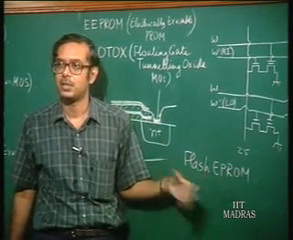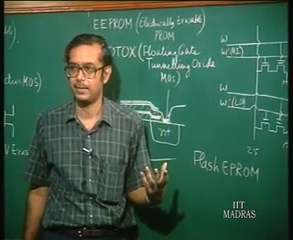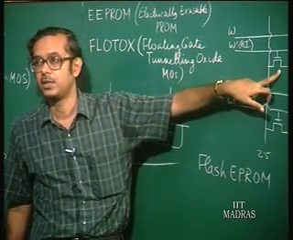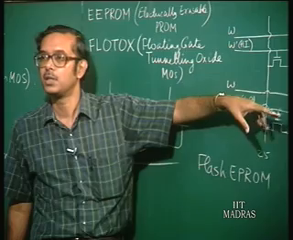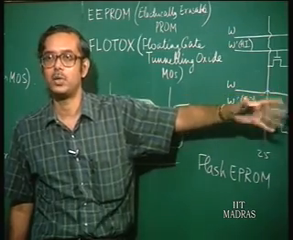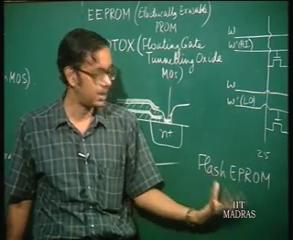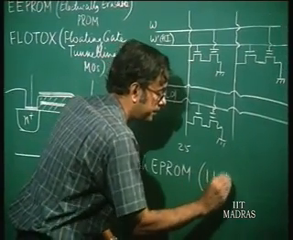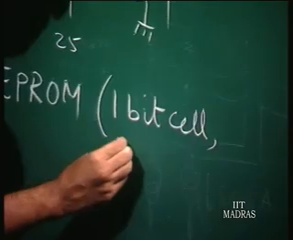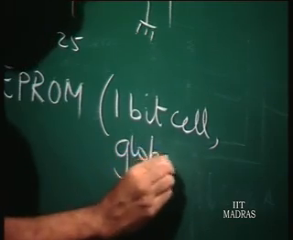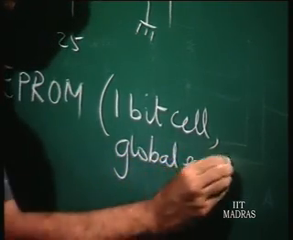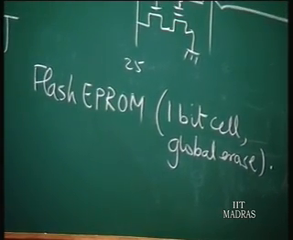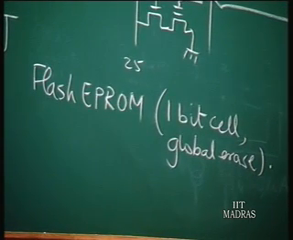When you erase, you have to do a global erase. Because if you do not have the select transistor, you cannot do a bit erase. So you have to do a global erase. So this is also available, a flash EEPROM. This is a 1-bit cell, but global erase. So these are the types of electrically programmable ROMs which are available at present.